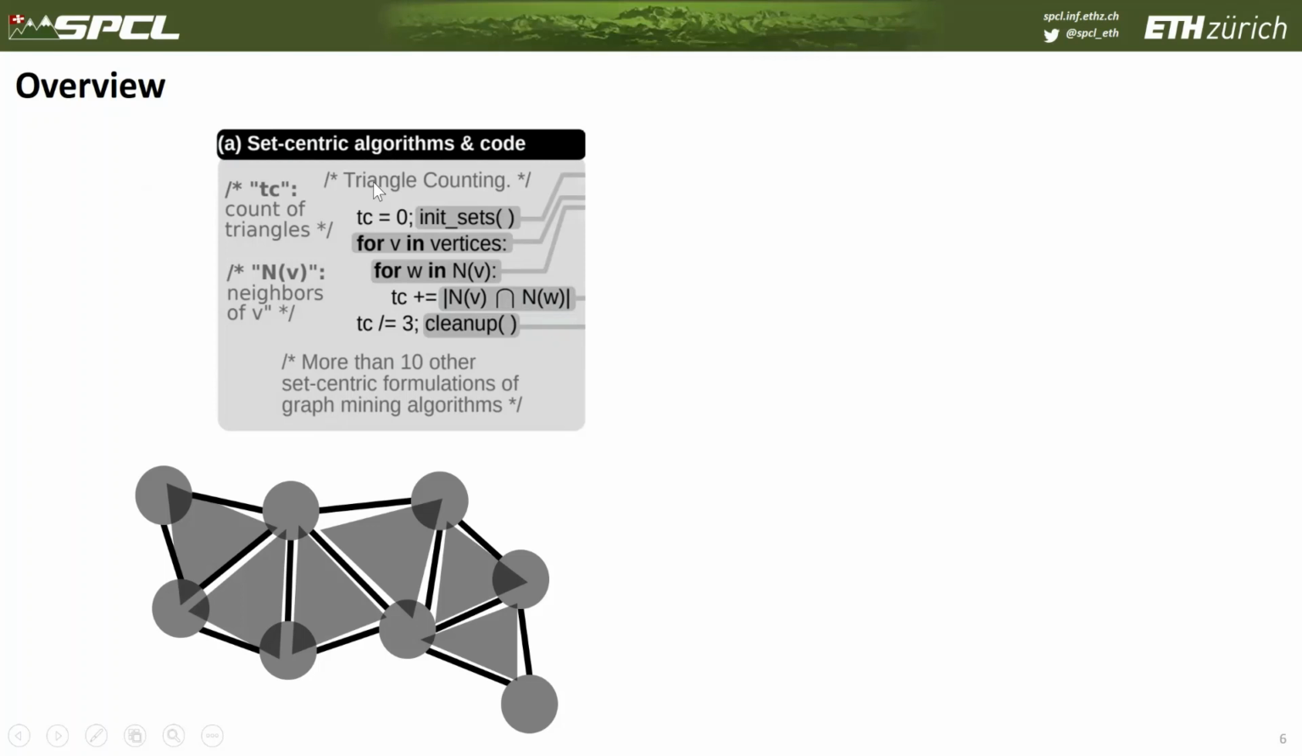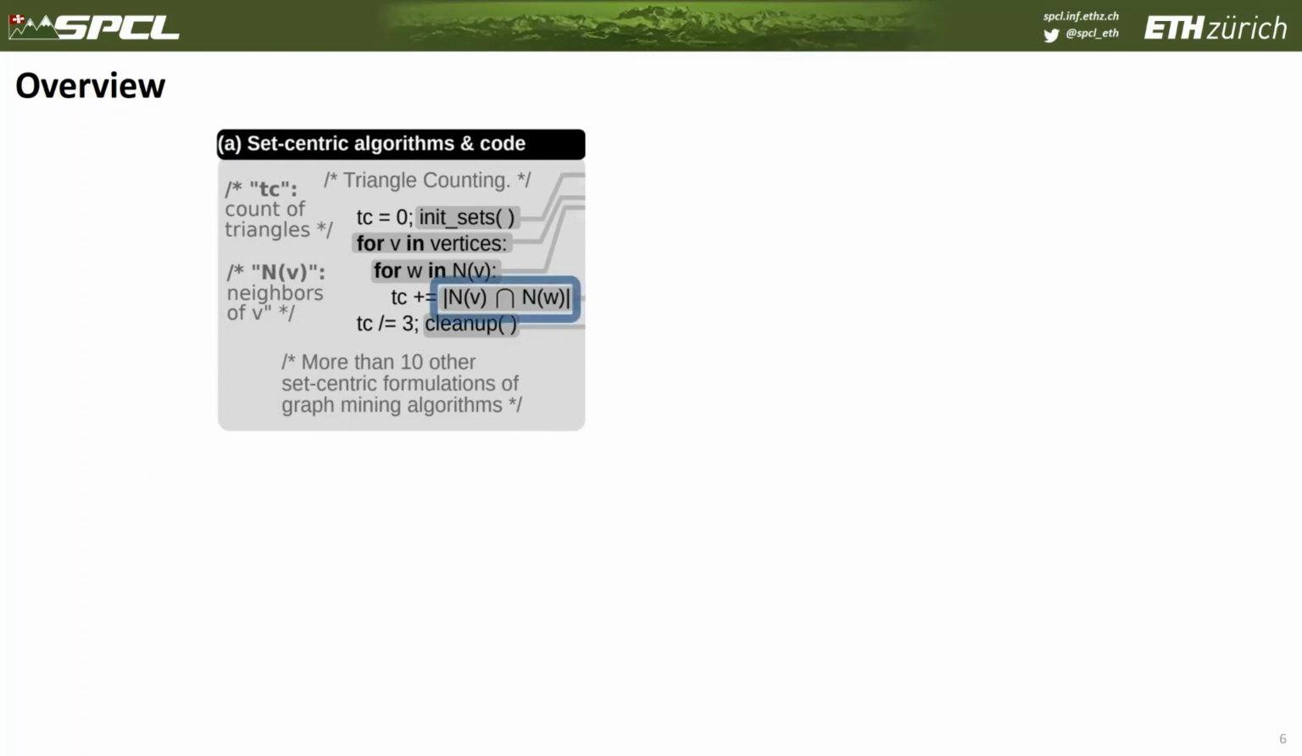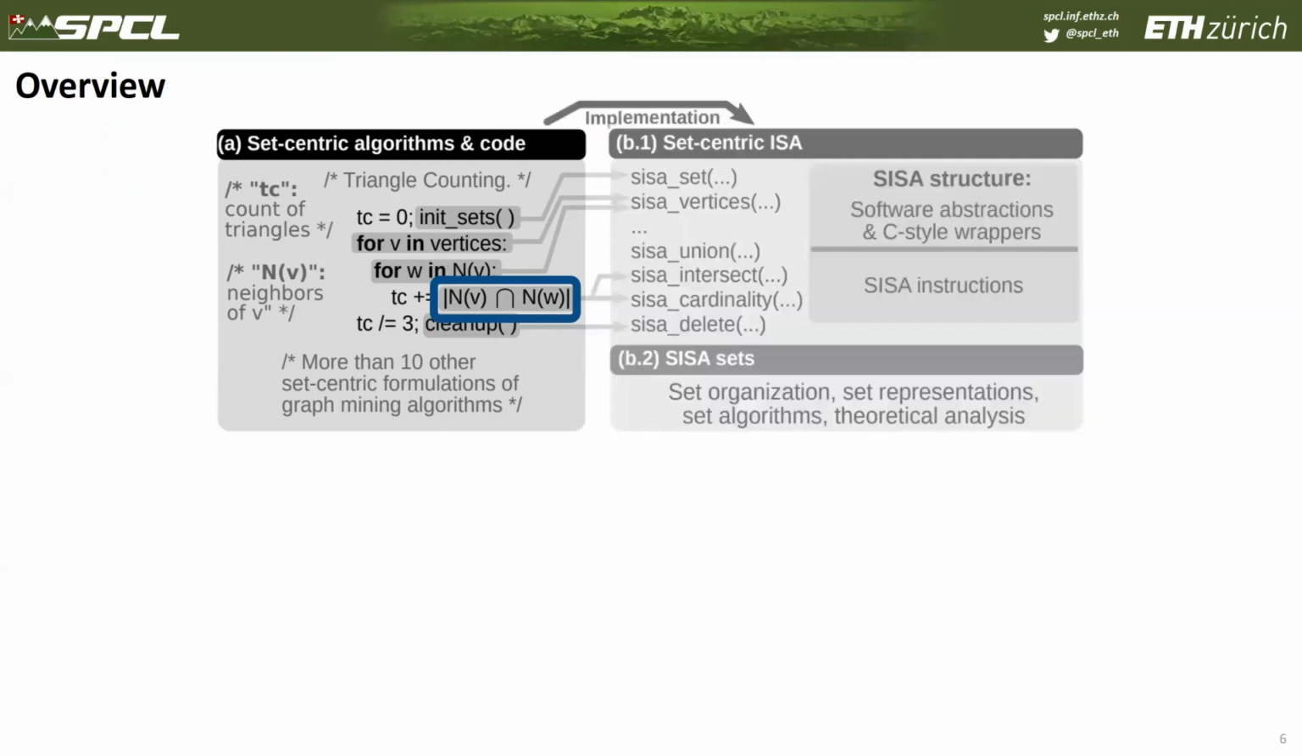What is important is that many of these operations in this algorithmic code are going to be mapped to some SISA set-centric instructions. The most important one that we focus on here is the set intersection. In triangle counting, we have a double loop. We iterate first over all the vertices, then we iterate over the neighbors of every vertex, and then we are intersecting the neighborhood of the first vertex with the neighborhood of the second vertex, and that's our crucial set algebra building block for this specific algorithm.